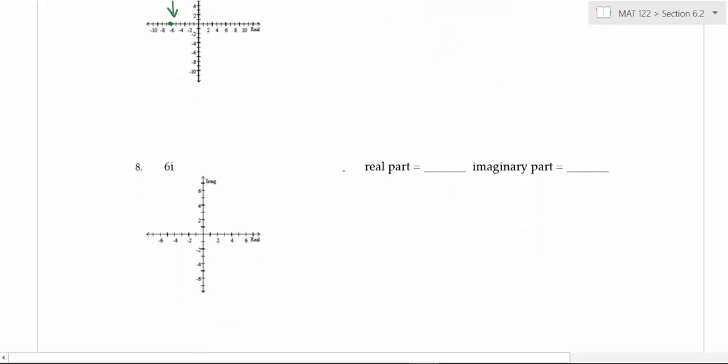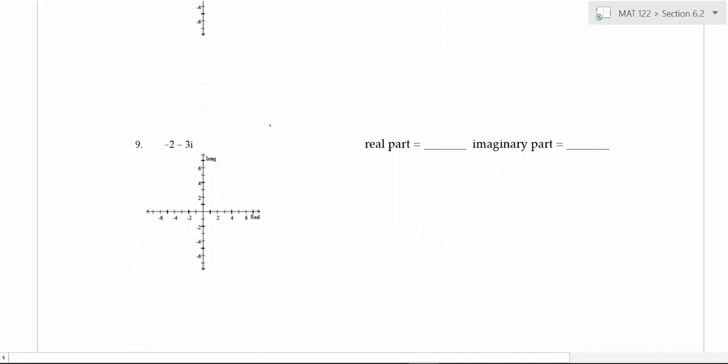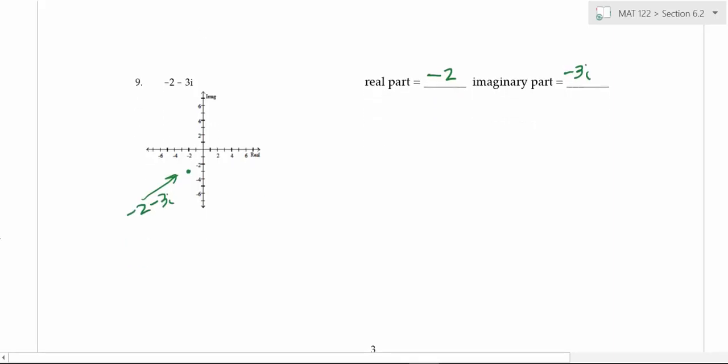Right, and then problem number 8, you got 6i. That, of course, is the imaginary part. Real part 0, because you can think of this problem as 0 plus 6i. So that just means go up 6 on the imaginary axis. So that's where that number is located. Okay, and then the last one here is real part -2, imaginary part -3i. That means go to the left 2 on the real axis and then down 3 on the imaginary axis. So that's where that complex number is located on the complex plane.